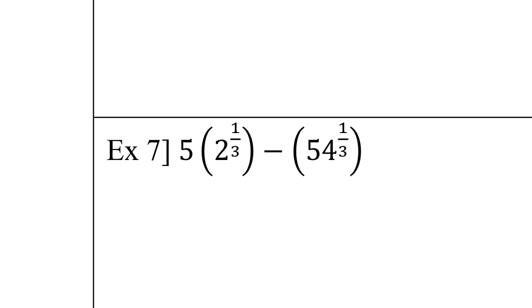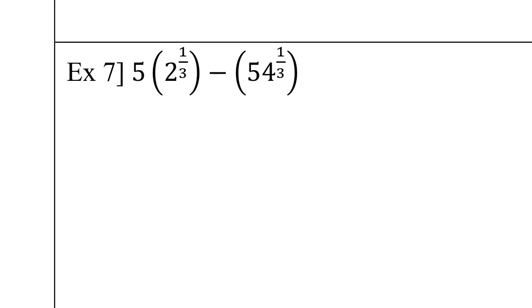This one is similar. So example 7, 5 times 2 to the 1/3 minus 54 to the 1/3. Well, these are not the same this time. So I'm going to have to see if I can maybe finagle this to make them the same. 2 looks pretty small, so I'm going to hold off on that. Now, 54 to the 1/3, I'm going to change that into its radical form. So this is your index. So it's actually a cube root of 54 to the first power, which is just 54.